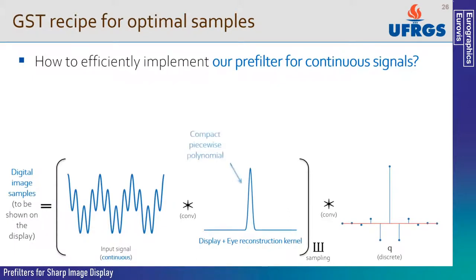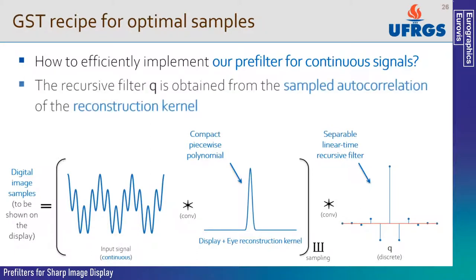This is efficient because the reconstruction kernel is a compact piecewise polynomial, and the discrete filter may be applied as a separable recursive filter, which has linear time complexity in the number of pixels. Q is obtained from the sampled autocorrelation of the reconstruction kernel. Together, these operations efficiently compute the digital samples to be shown on the display to optimally approximate the original continuous signal.